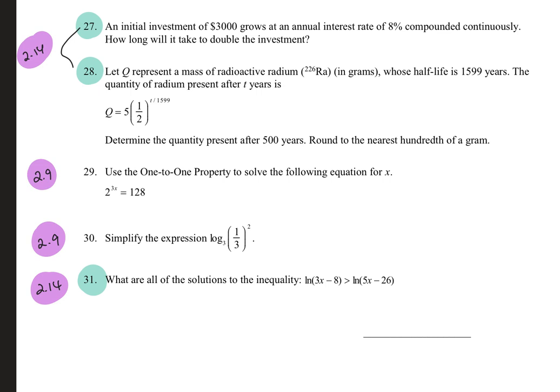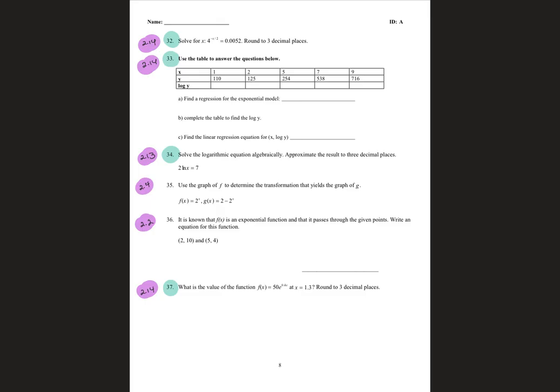So calculator on that page, 27, 28, and 31. And then our last page, calculator 32, 33, 34. Regression again, exponential. So 32 is 2.14, 33 is 2.14, 34 is 2.13. 35 is 2.4, 36 is 2.2, 37 is 2.14.